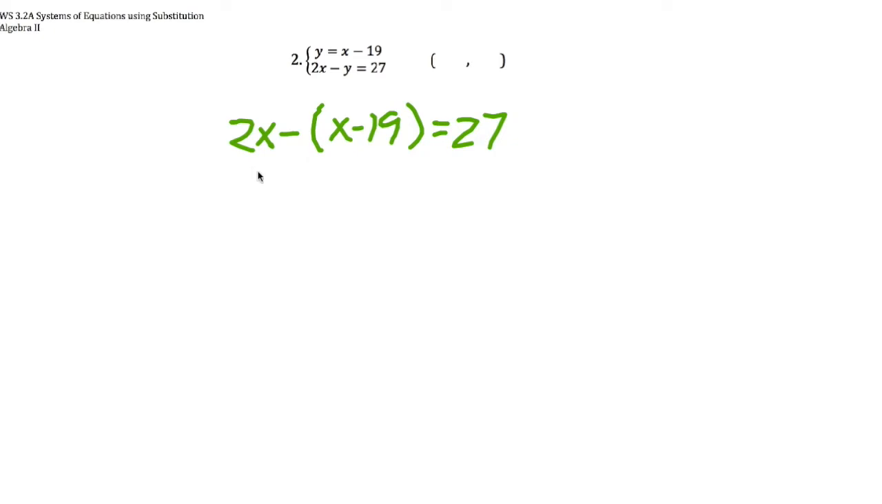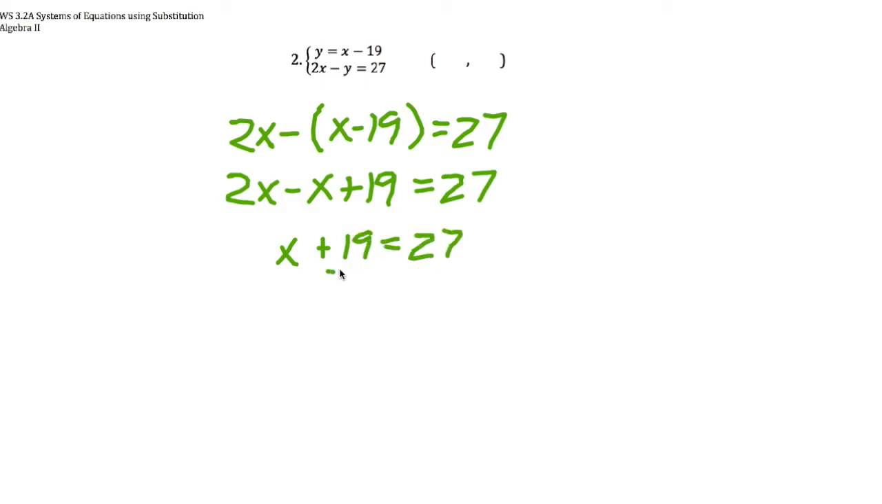When we go distributing that, what we discover is that 2x minus x is the first part, but minus negative 19 actually becomes positive 19. The 2x and the minus x become a total of a single x, plus 19 equals 27. And if I subtract 19 from both sides, this is where my arithmetic is going to come in. I guess that's going to be 8, right?